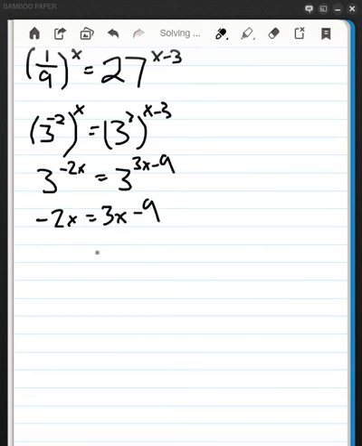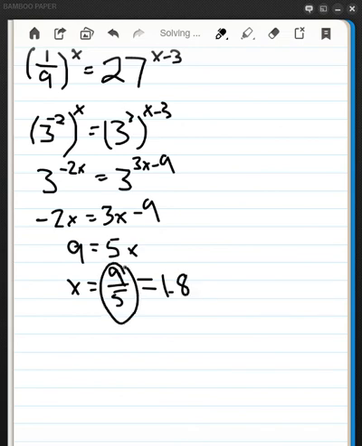I'm going to add 2x to both sides and then add 9 to both sides. So I'm going to get a positive 9 over here and a 5x on this side. And then if I divide both sides by 5, I'm going to end up with x is equal to 9/5. Okay? If you really want that decimal equivalent, that'd be 1.8, but 9/5 is more than sufficient for me. So there you have it. That would be what both of these x values would have to be equal to.